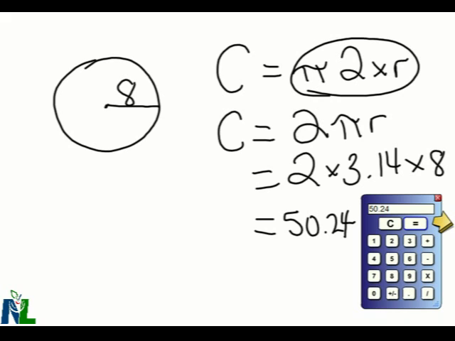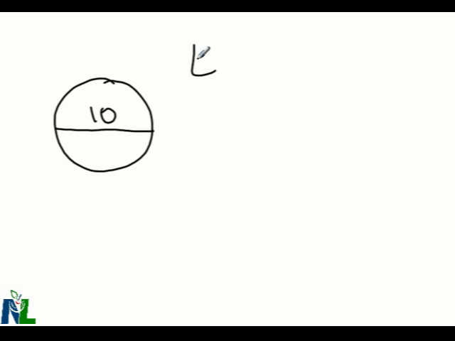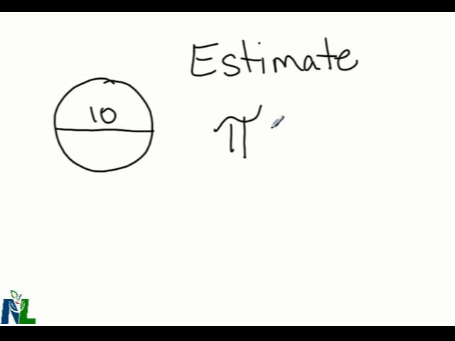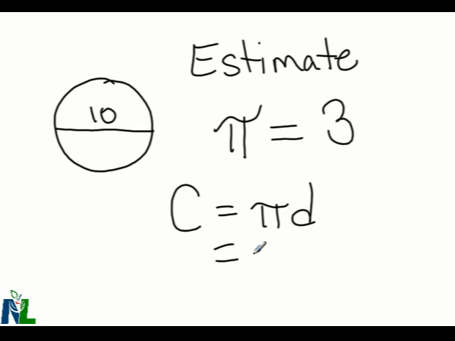Now, we also might be asked to estimate sometimes. So if I have a circle and I know that the diameter, for example, is 10, and I'm asked to estimate the circumference, instead of using pi to be 3.14, I'm going to use pi to be just 3. So our circumference is going to be 3 times 10, and that's an estimate of 30. Okay, so that's what we would do if we're asked to estimate. And many times you'll be asked to estimate to see if your answer is reasonable.